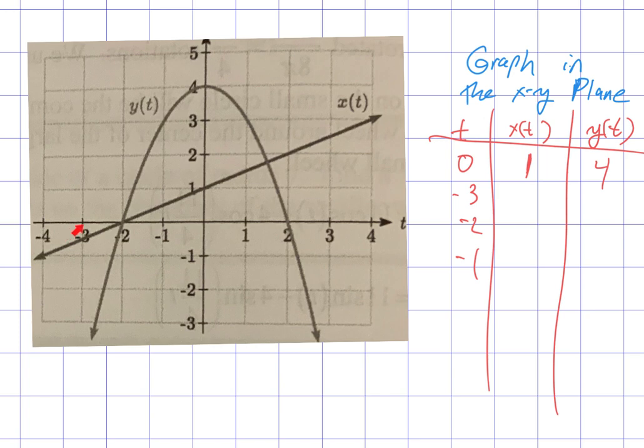So at -3, it looks like x is at about -0.5. At t is -2, x of t is at 0. At t is -1, x is at +0.5.